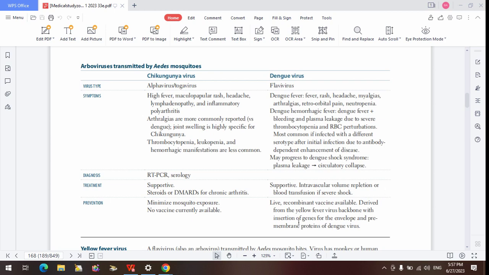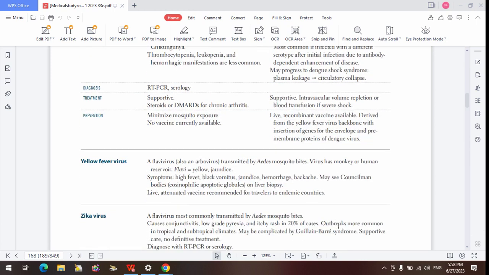So you can see here they even talked about the yellow fever backbone with insertion of the gene for the envelope and the pre-membrane protein for dengue. That is it. So it means that this vaccine is not going to confer immunity against yellow fever. Please don't be deceived. It will not provide immunity against yellow fever, because only the antigen of dengue is there. So there's no vaccine for chikungunya, but there's a vaccine for dengue, and you need to treat the intravascular volume depletion in dengue.